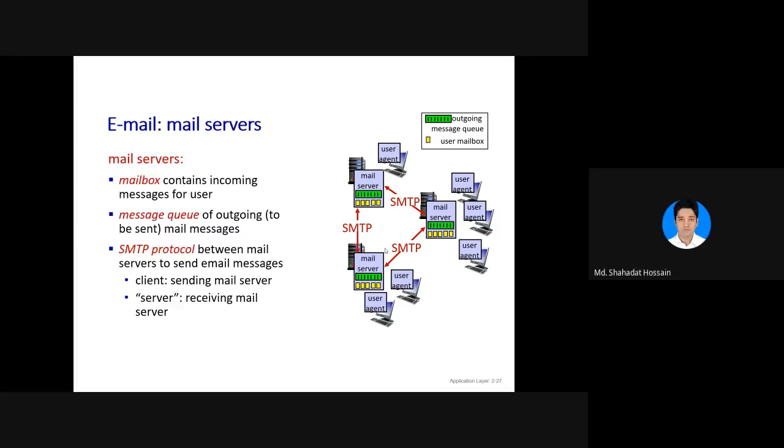Now, the mail server. As I said, it has two components. One is the mailbox that contains the incoming messages for the user, and one is the message queue. When I click send, the message to another person first goes to the message queue of the mail server that I am connected to. And the last one is the SMTP protocol that enables the mail server to forward the mail to the recipient's mail server. In this case, both are mail servers, the sender's and the receiver's, but the sender's mail server we can call a client, and the receiver's mail server is called a server.